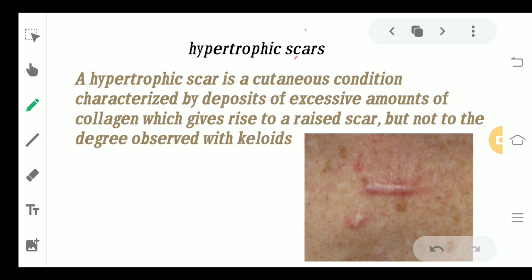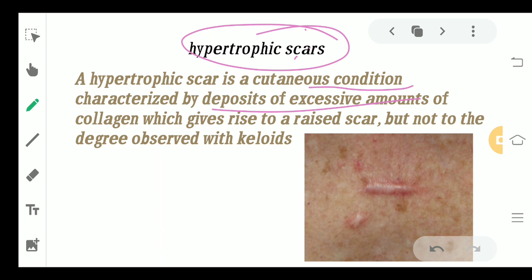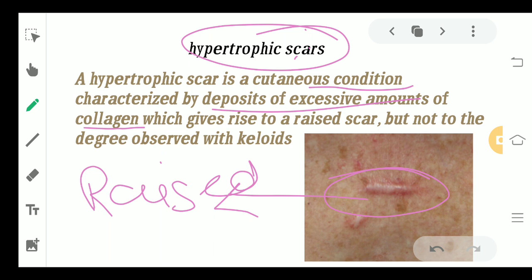Coming to the hypertrophic scars, a hypertrophic scar is a cutaneous condition which is characterized by deposit of an excessive amount of collagen. Remember, there is an excessive amount of collagen being deposited. Of course, it is going to be a raised scar like the keloid, but not as much as the keloid scar. So it gives rise to a raised scar, but not to the degree observed with the keloid. The keloid scars are very raised, very prominent, but the hypertrophic scars are not that prominent. They are a little bit raised and comparatively smaller in size. So this is a characteristic feature.